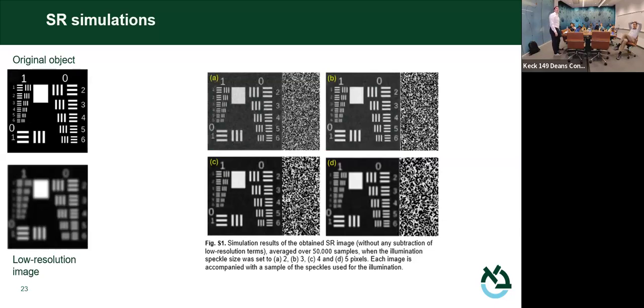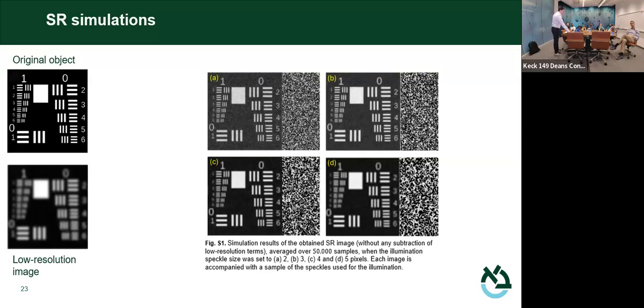Here are some simulation results. You see the original object on the left top side. You see the low resolution image when we just have the low NA imaging system. And you can see our results with methods A, B, C, and D. The difference between these images is the speckle size. A is the smallest possible speckle size, 2 pixels. And we go up to 3, 4, and 5 pixels. As the speckle size increases, the resolution decreases. But we still get higher resolution than what we could have just by having the low NA imaging system that we started with.